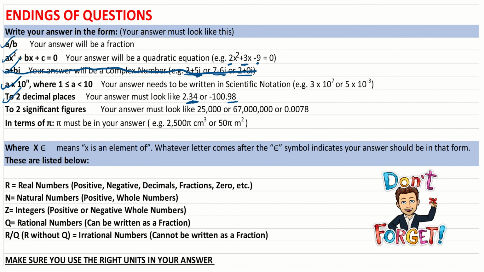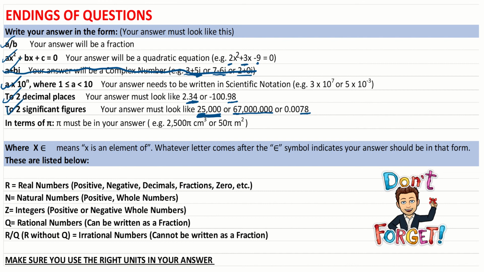So just for now, your number should look like 25,000, and your 2 significant figures would be the 2 and the 5, or 67 million, and again your significant figures would be 6 and 7, or 0.0078. You'll notice that that's a really small number, but your significant figures are 7 and 8, and again there'll be a link to that in the description.